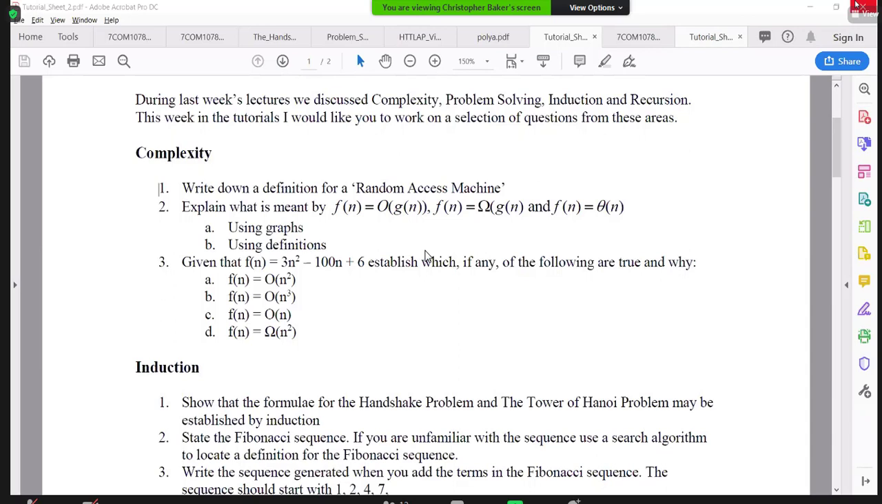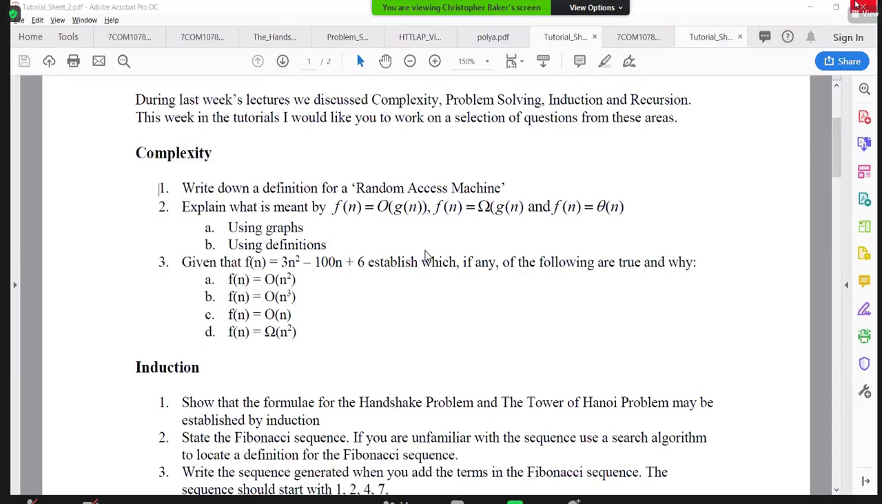However, complexity, as I think I briefly mentioned last week when we talked about the problem-solving questions, is about trying to find out whether an algorithm is good, whether a pseudocode or a solution is good enough. We can use the ideas of complexity to help us. First of all, we'll be looking at what random access machine means, and then secondly, what big O, big omega and theta mean in terms of upper and lower bounds.